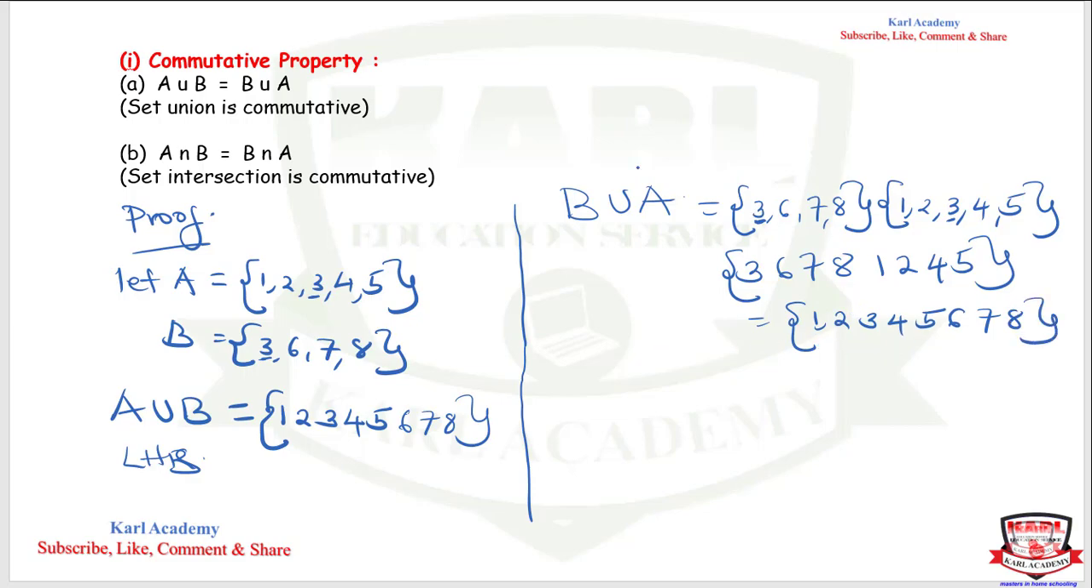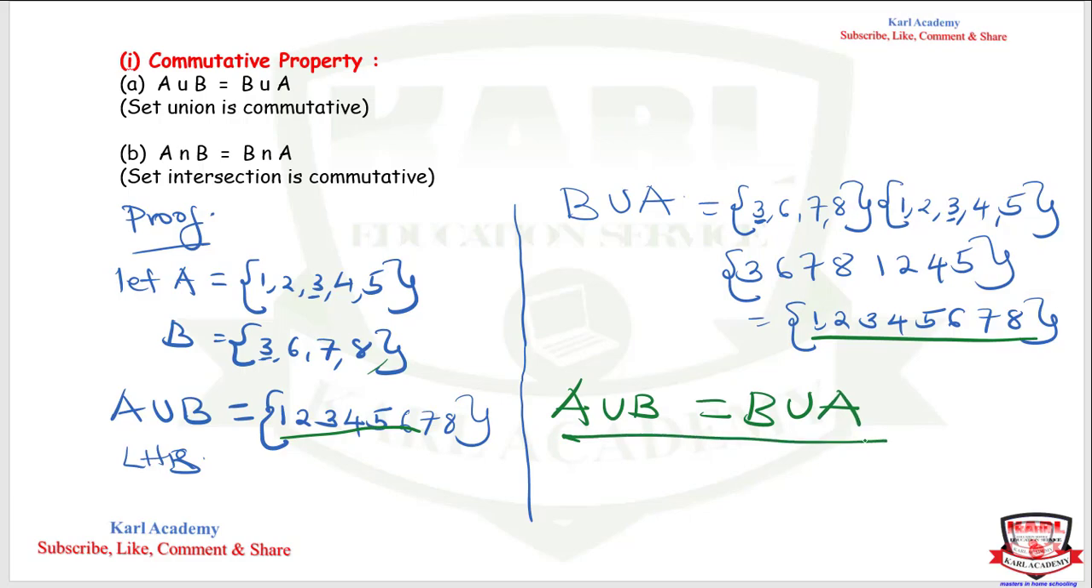So now you can say that these elements are the same as these other elements. They are all 1 to 8. That shows that A union B is the same as B union A. And this is what we call commutative property of a set. That property, set union, is one of the commutative properties of a set.